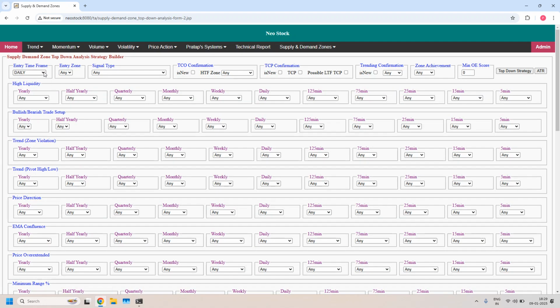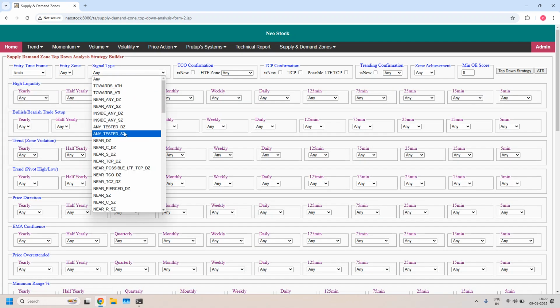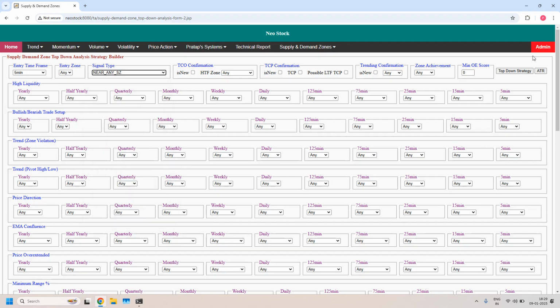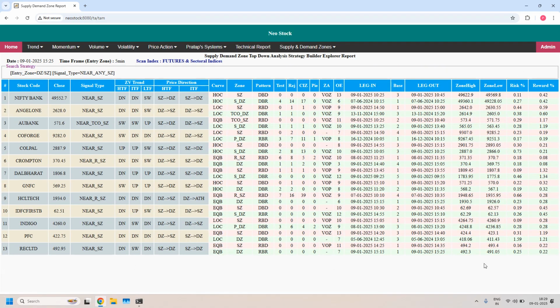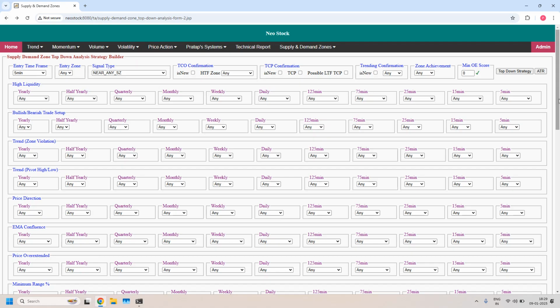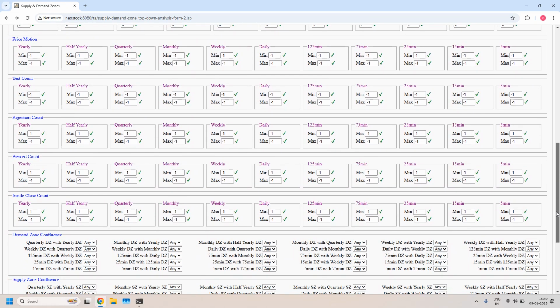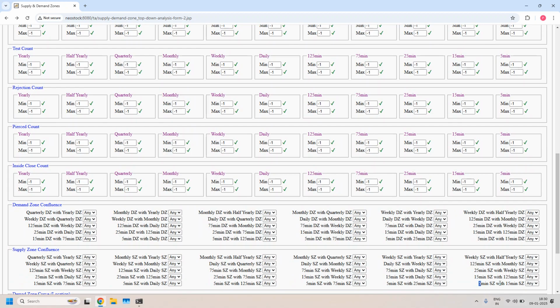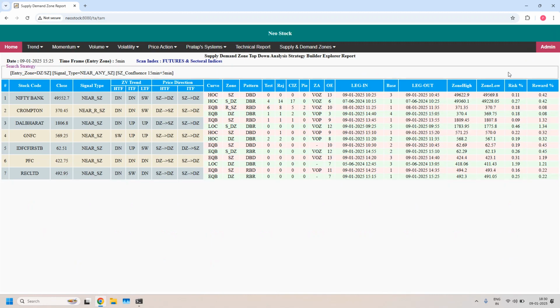Okay, next for 5 minutes time frame, stocks near 5 minutes supply zone. We got 13 stocks. Out of these 13 supply zones, how many supply zones are having ITF confluence? Let us verify. That is 5 minutes supply zone with 15 minutes supply zone confluence. I am enabling that filter. Now we got 7 stocks.